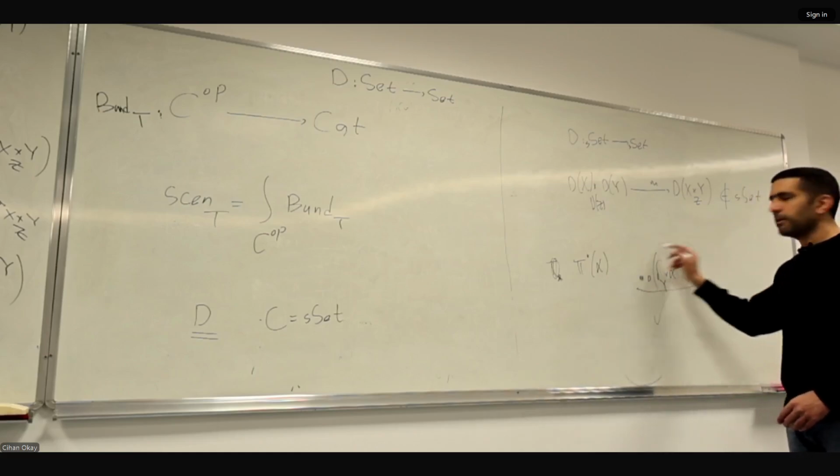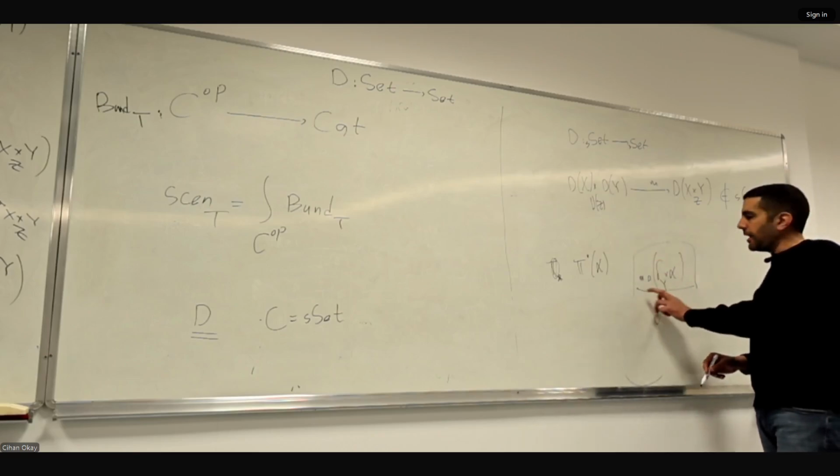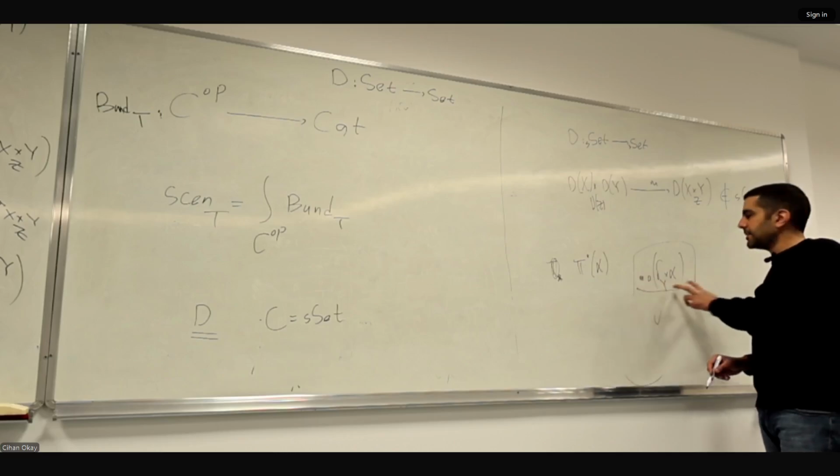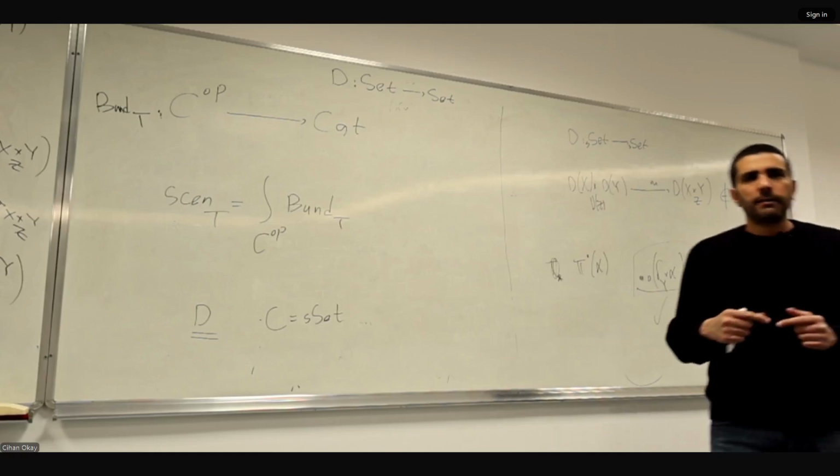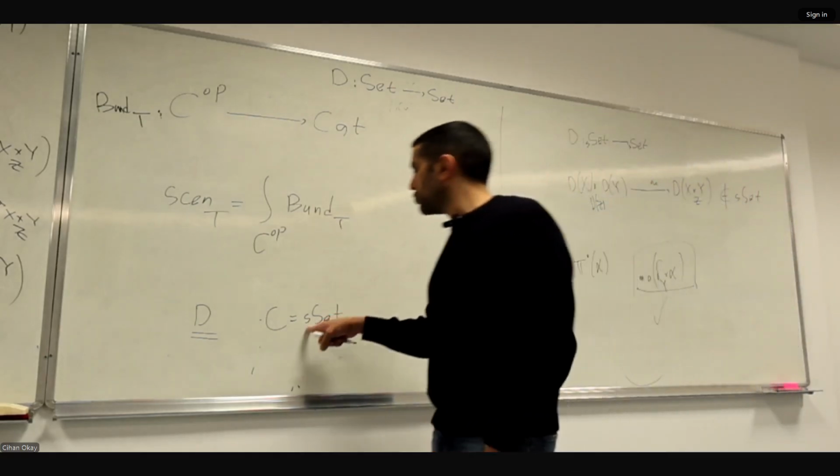This is natural. This is natural. Like M by itself, it's not natural, but this is natural. So this is enough. This is the reason that we can actually do this also for simplicial sets.